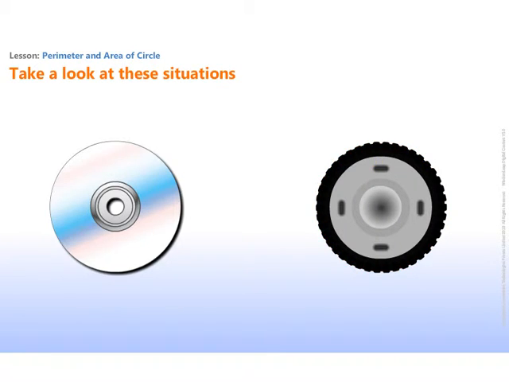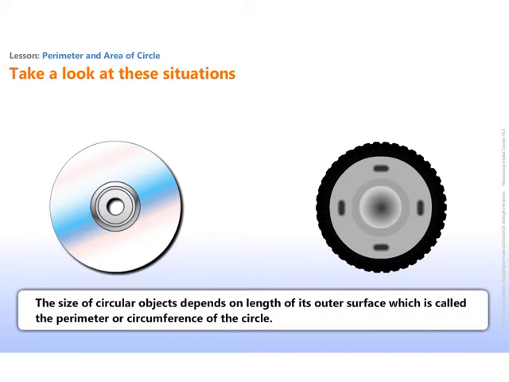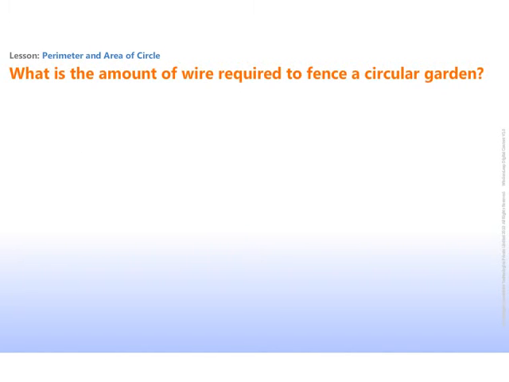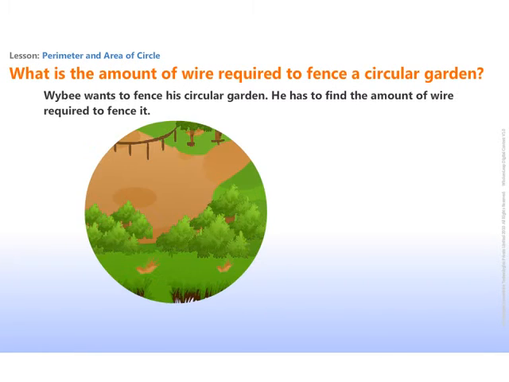Therefore, we can conclude that the size of circular objects depends on the length of its outer surface, which is called the perimeter or circumference. YB wants to fence his circular garden. He has to find the amount of wire required to fence it. The amount of wire required is equal to the distance around the circular garden.